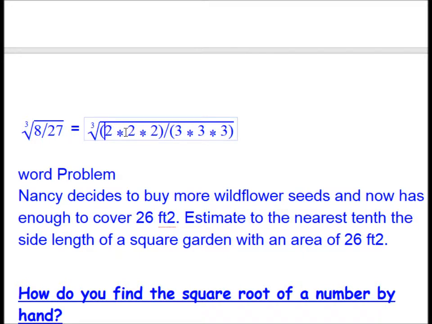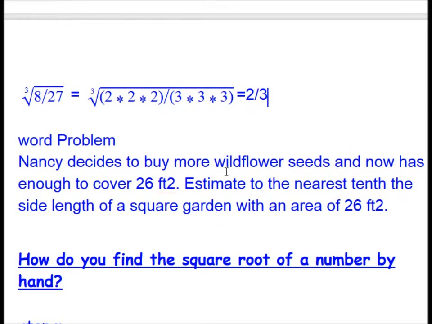So you see 2 multiplied by 2 multiplied by 2 is 8. 3 multiplied by 3 is 9, 9 threes are 27, so it makes 27. So we can write the cube root of 8 by 27 as 2 divided by 3.